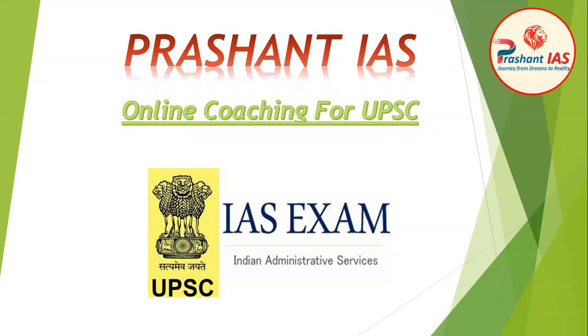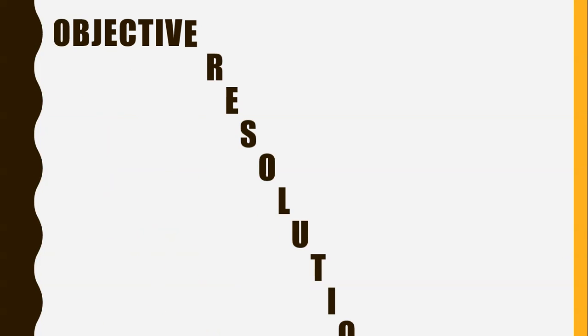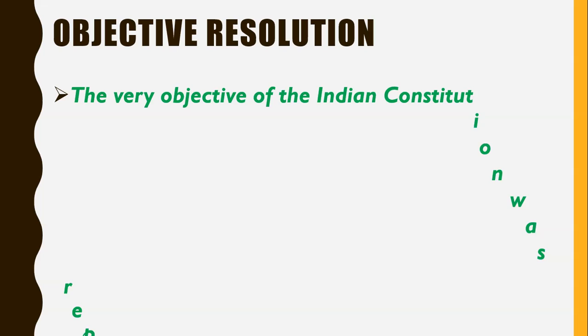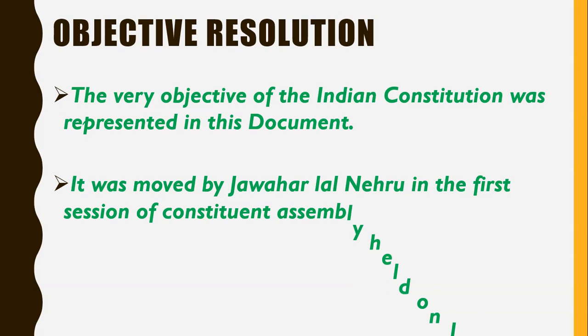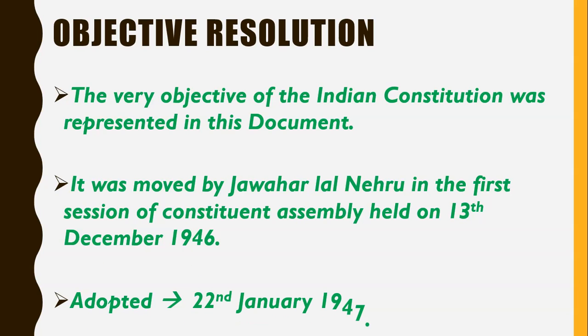So friends, in the last class, we started our discussion with the making of our constitution. In this class, we will continue our discussion with the objective resolution of our constitution. So friends, what was this objective resolution? The very objective of the Indian Constitution was represented in this document. The aim of the Indian Constitution was given in the document called the objective resolution.